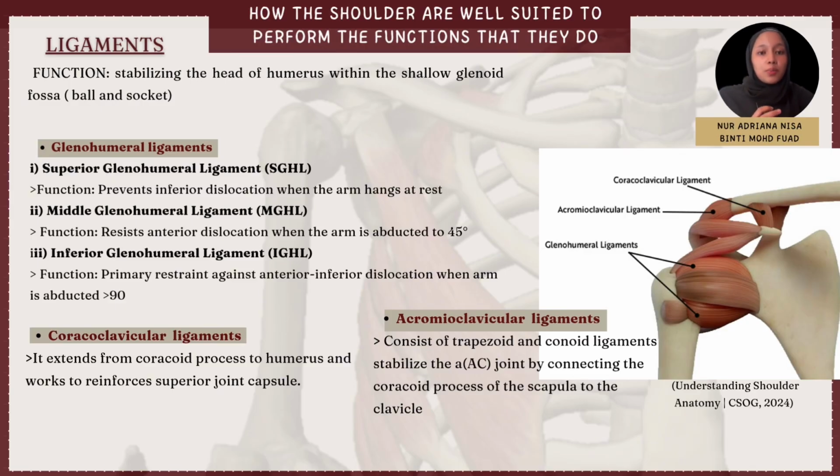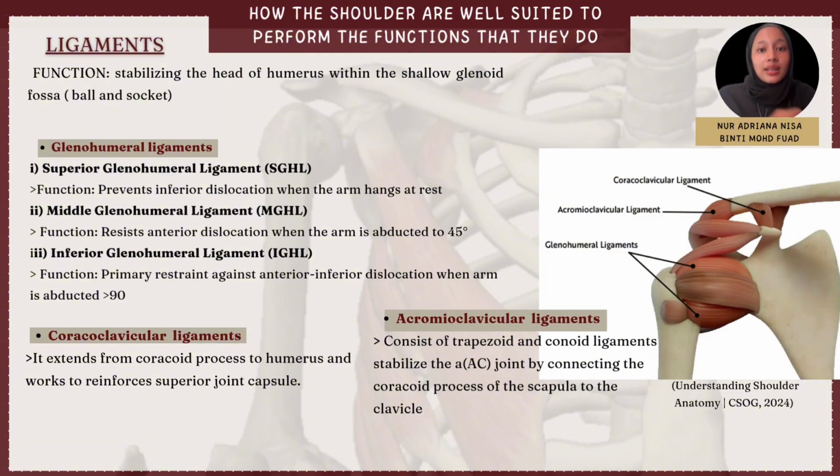The first one is the superior glenohumeral ligament, which is SGHL, attached from the glenoid to the lesser tubercle of the humerus, and it helps to prevent inferior dislocation when the arm is relaxed. Then the medial glenohumeral ligament works to stabilize the joint when the arm is abducted around 50 degrees and resists anterior movement. Meanwhile, the inferior glenohumeral ligament is the main restraint against anterior-inferior dislocation, especially when the arm is raised above 90 degrees.